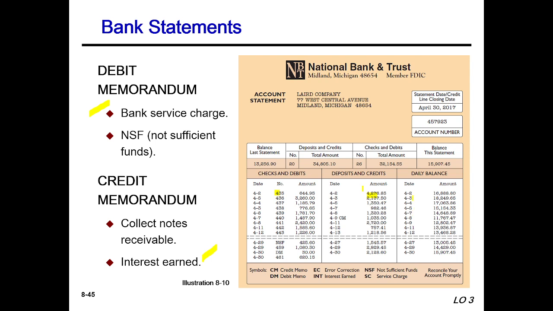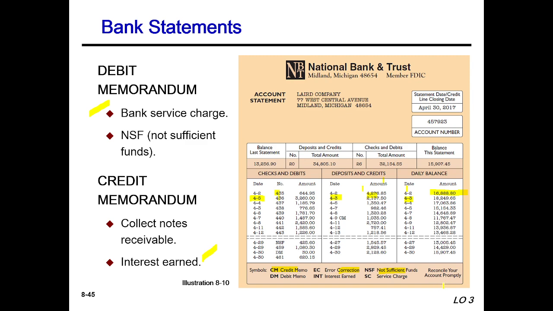And after that, the daily balance. Then 4/3 is another date, and 4/5, with the daily balance for each. At the end, CM means credit memo, EC means error correction, NSF means not sufficient funds, DM means debit memo, INT means interest earned, SC means service charge.